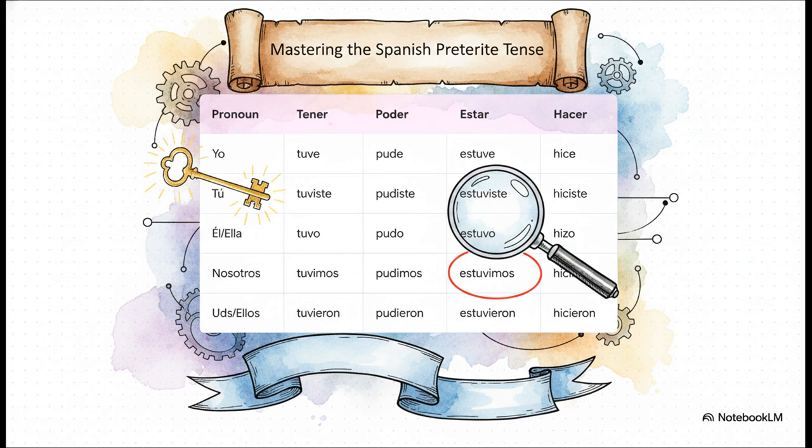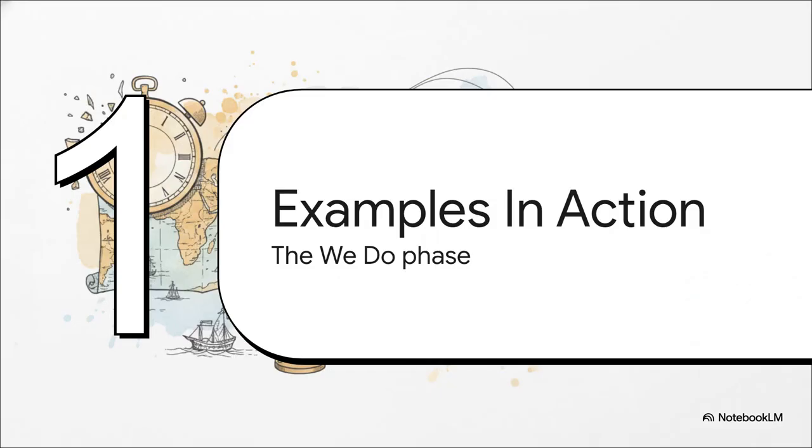How great is that? All right, Section 4, 5 examples in action. This is our we do phase. We've got the rules, we see the patterns, so let's actually look at how they apply in real everyday context using some sentences directly from our study materials.